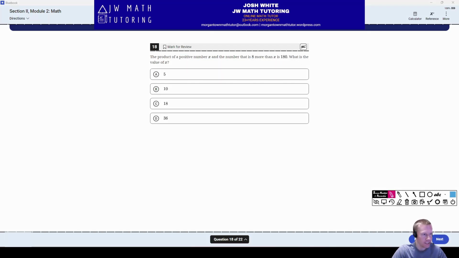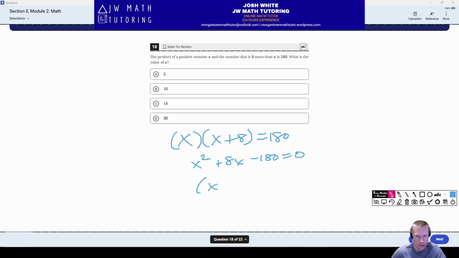Next up, number 18. Here we have a question where we have the product of a number and 8 more than the number. So 8 more than x is just x plus 8 or 8 plus x, however you want to write it. And that's equal to 180. So if you're going to solve this by hand, you could just go ahead and distribute this out, and then I would just subtract 180 over. Then I would probably factor this.